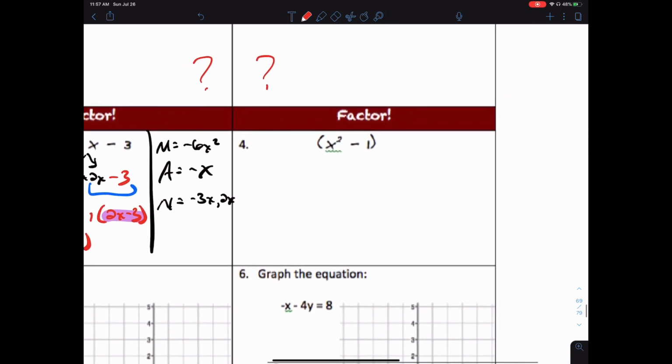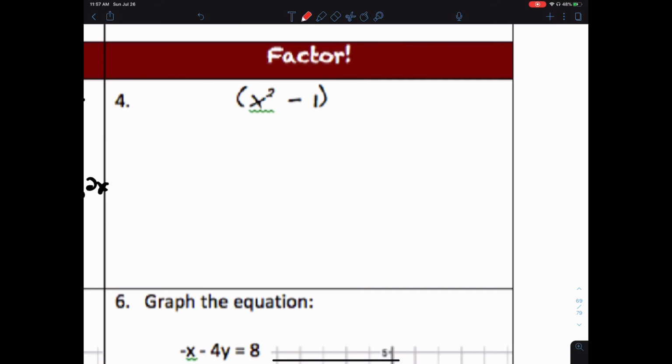This problem to the right of this is a difference of two squares, which factors into two binomials, x minus 1 and x plus 1. Where's the x come from? Square root of x squared. Where's the 1 come from? Square root of 1. Where's the plus and minus come from? If it's a difference of two squares, the one's always plus, the one's always minus.